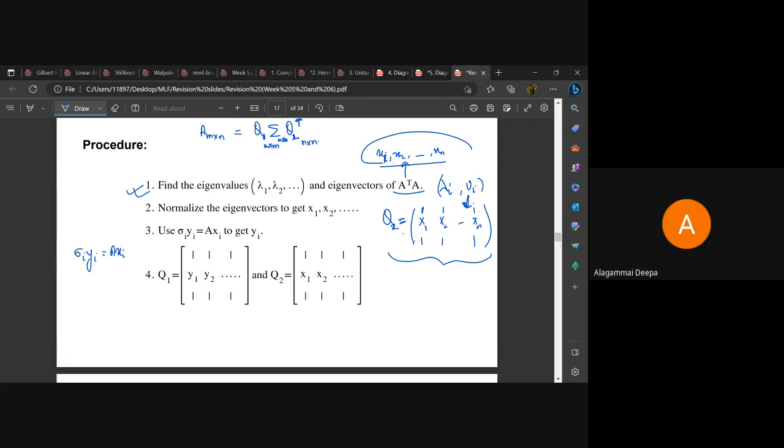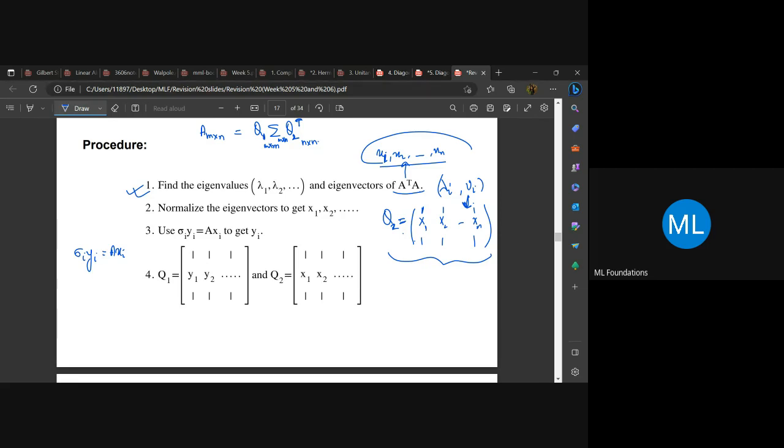Ma'am, can you please show the matrix Q2 with an example, ma'am? Because already we have vectors column-wise, then again we have to write it column-wise, ma'am. We'll look at one example. Okay, ma'am. Thank you. We'll look at one example. So, okay, Q2, yeah, Q2 we have written.